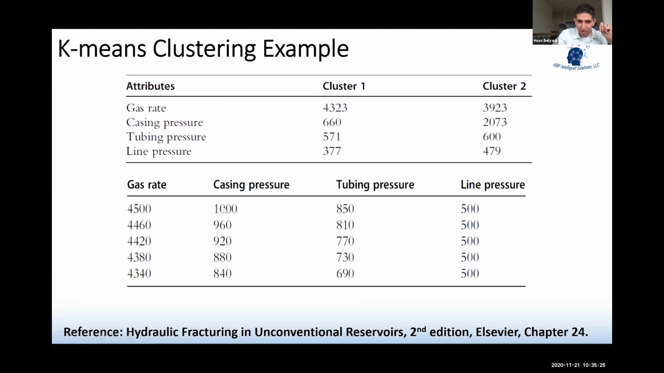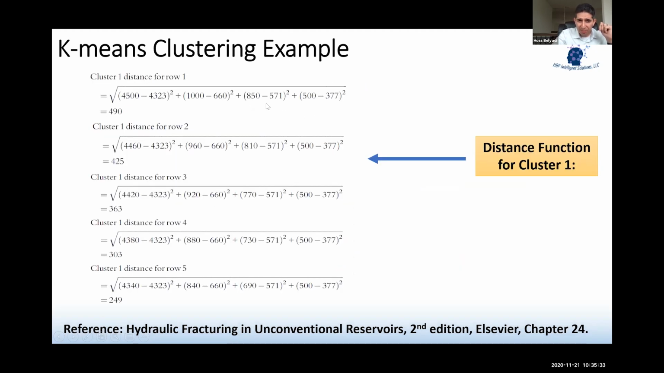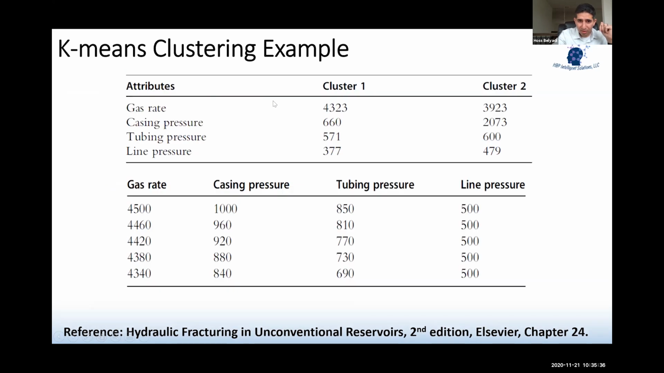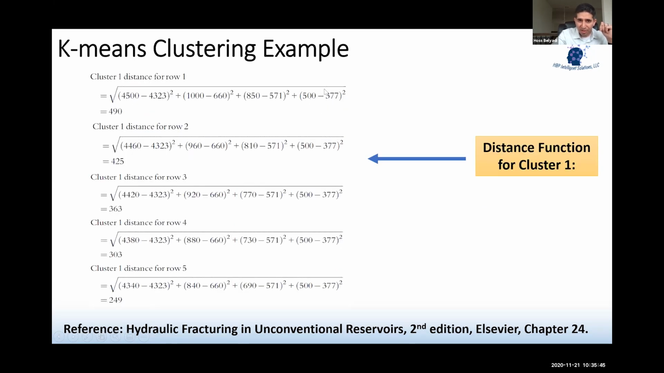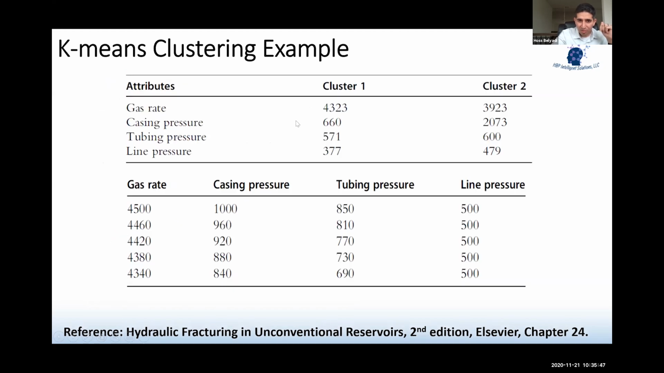1,000 minus 660, plus 850 minus 571 squared, plus 500 minus 377 squared. Makes perfect sense, right? You're trying to calculate the distance between each new row that you're given versus cluster 1.